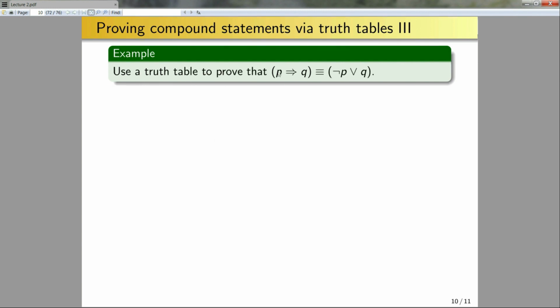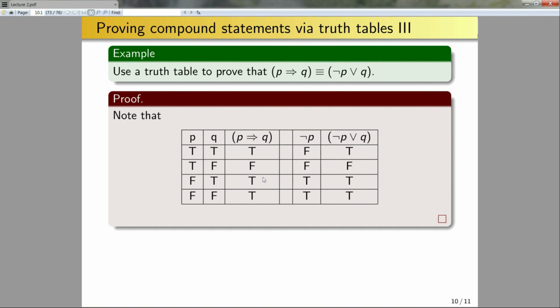Use truth tables to prove that P implies Q is equivalent to not P or Q. So for this case, note that this would be the truth table for P implies Q and not P or Q. So explicitly here I just used the truth table for P implies Q. Here I just negated P, and here I simply took this column or this column. So here the truth values are the same between these two. Therefore, these two statements are logically equivalent.